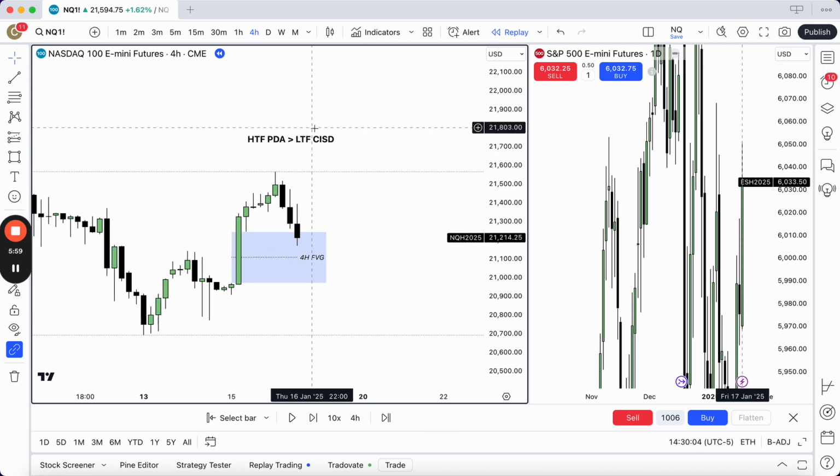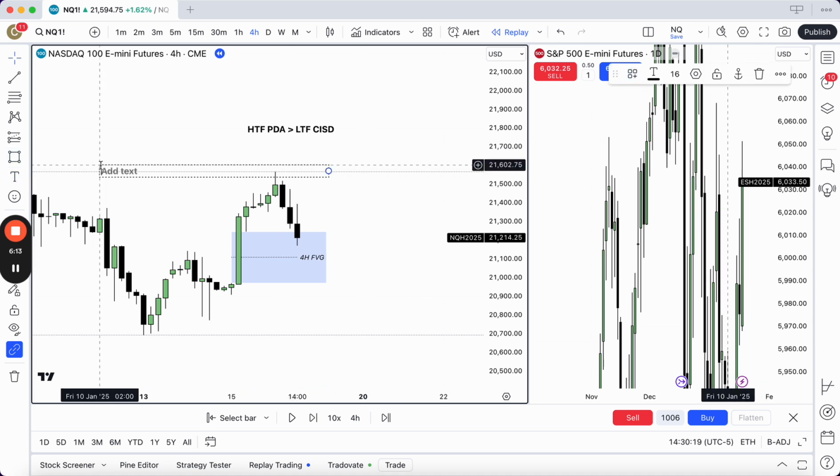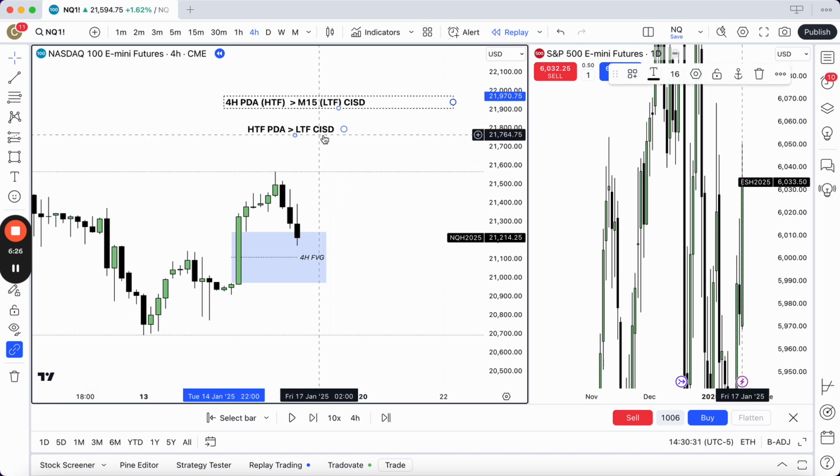So with my time frame alignment in mind, what is aligned with the 4-hour? What time frame do I have to drop to and wait for a change in state of delivery out of this PDA? I have to drop to a 15-minute time frame, right? Because the 4-hour PDA is aligned with the 15-minute change in state of delivery. The 4-hour is the higher time frame, 15-minute is the lower time frame, right?